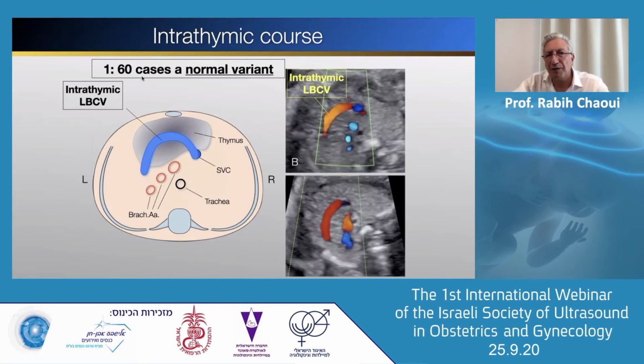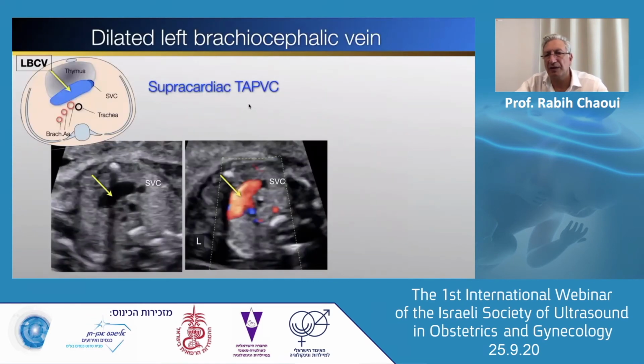If you do a lot of upper thorax scans, you will find a variant where this vein has a course within or through the thymus. And we observed this in 1 out of 60 cases, and none had significant anomaly. Occasionally, we may find it in cardiac anomalies, but it's not so typical. So it's rather a normal variant. And I received many emails before I wrote the paper asking me, what is this vessel? Where does it come from? This is a normal variant, and you will see it. It is almost as common as the aberrant subclavian artery.